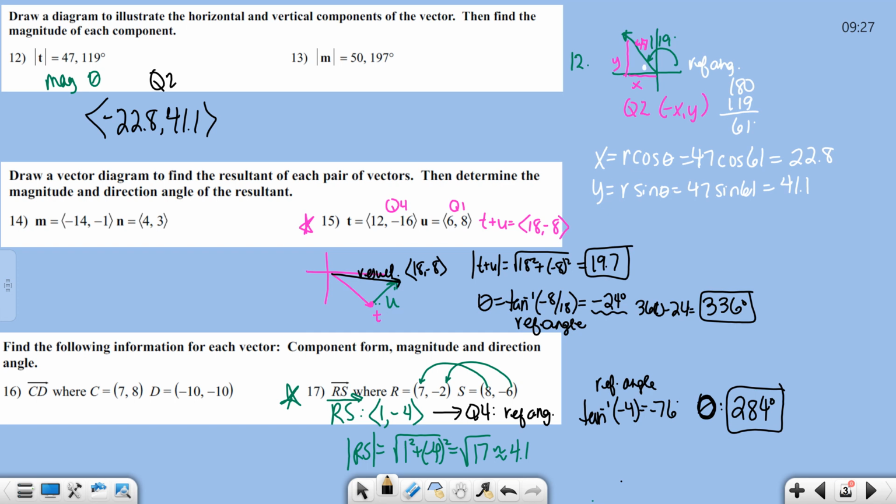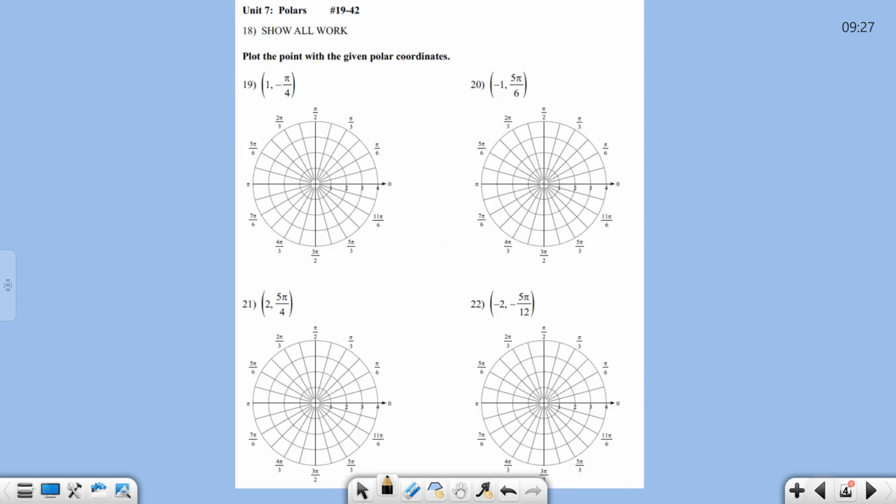All right. I don't know how long I've been doing this, but we are done with the vectors. We are scooching on. Ooh, these are a little bit out of order, gang. My bad. Scooching on to the polars, which is unit 7.